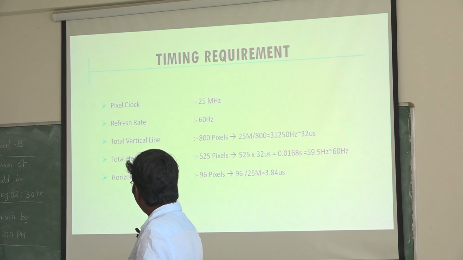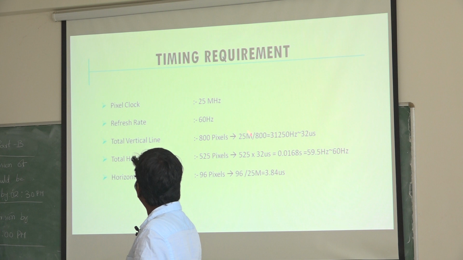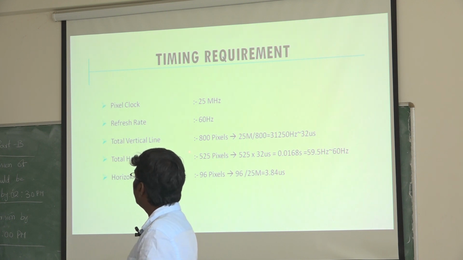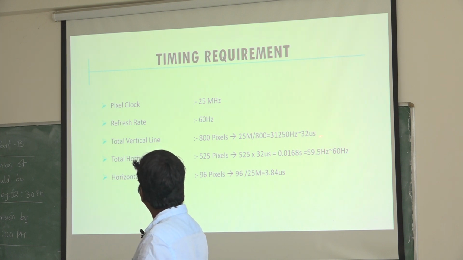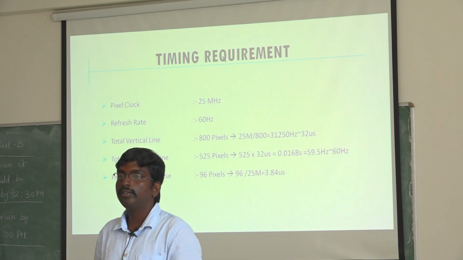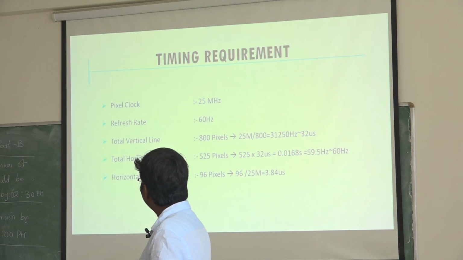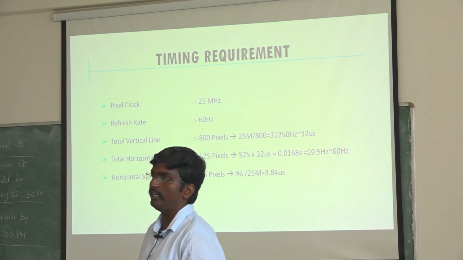From the previous slide, it's a reverse process, okay? So we have to get about 31 microseconds for the horizontal line. For the vertical sync, 525 lines, which is 525 into 32 microseconds, so again it will say 60 Hz. Then the horizontal sync pulse, which is 96 pixels, is used for 3.84 microseconds.